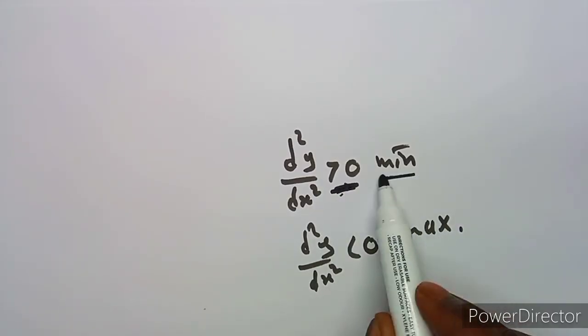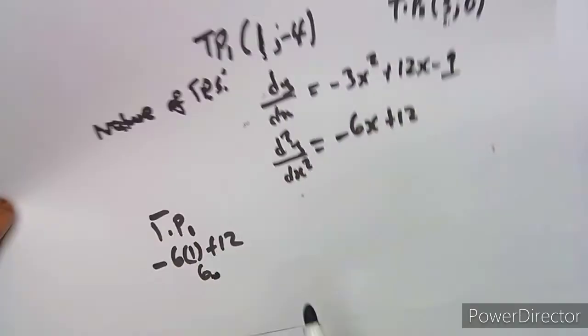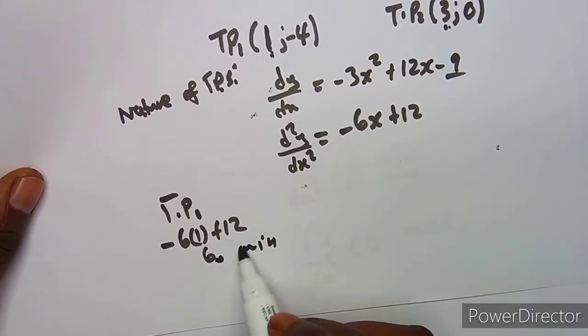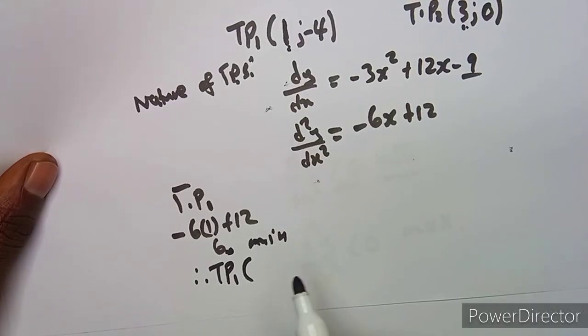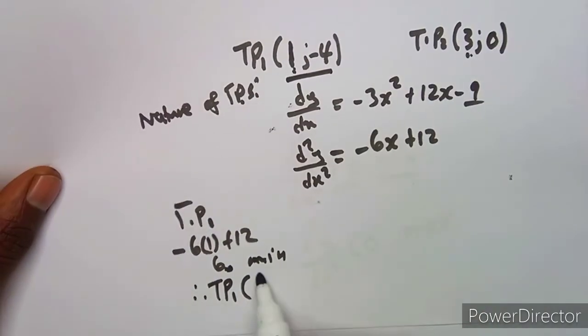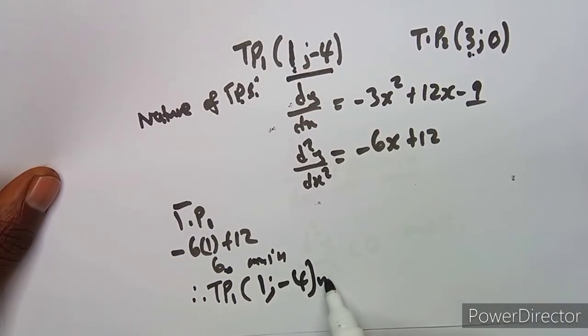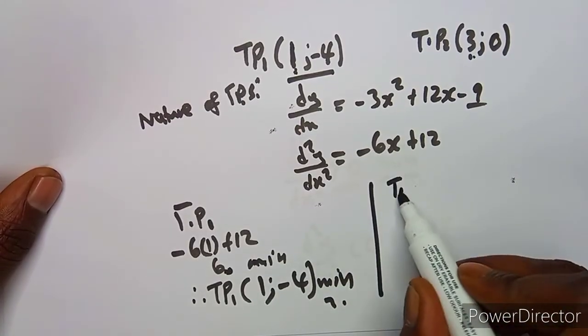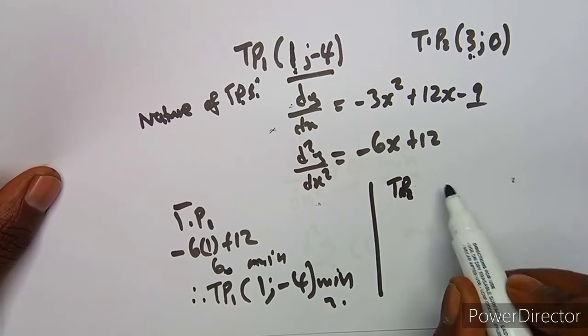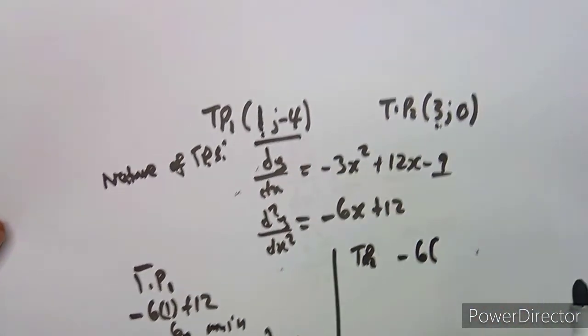So it's greater than 0, which means it's a minimum turning point. So this one gives us a minimum turning point. Therefore, TP1, which is the turning point 1, this one of (1, -4), it's a minimum turning point. Then we move on to the second turning point, which is -6x.